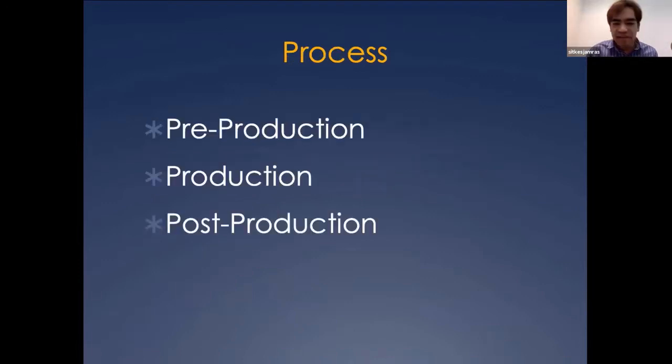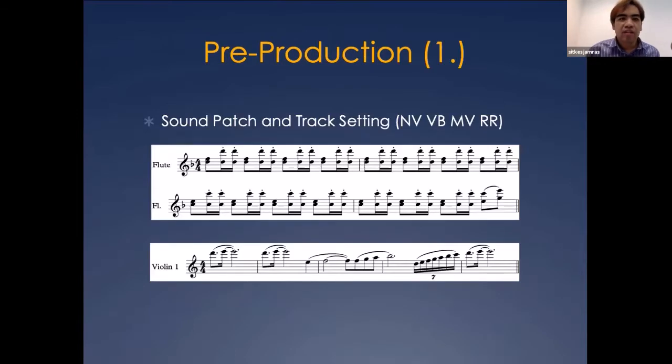The process of making this can be divided into 3 stages: pre-production, production, and post-production. The pre-production includes choosing the sound patch and track setting. In the first example, the flute, as you can see, we have 2 flutes. We need at least 3 different tracks for this: one is flute 1 legato, another is flute 2 legato, and the third track would be staccato. So we have to record them one by one.